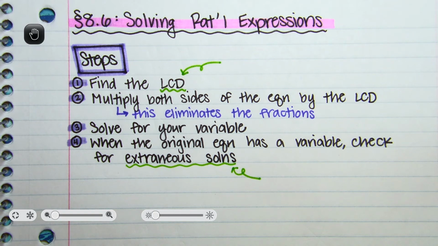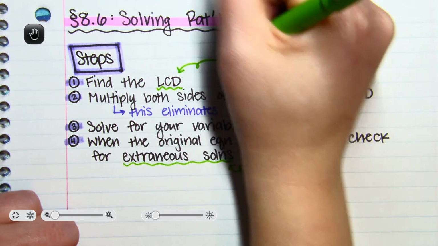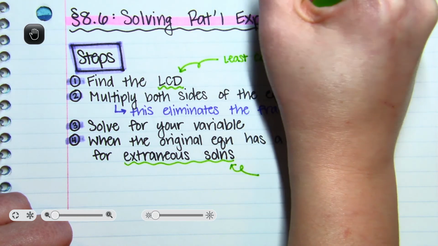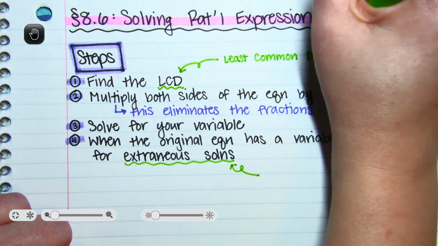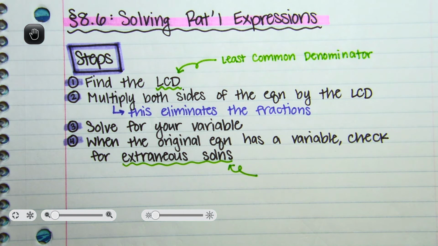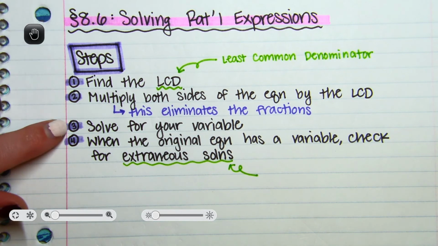All right, so step one, find the LCD. What does LCD stand for again? If you said least common denominator, you are correct. Least common denominator. So we are looking for the smallest thing that all of these denominators have in common so that we can simplify it. Step two, multiply both sides of the equation by the LCD, and this is what will eliminate our fractions to make it so that we can actually solve this thing like an equation that we're used to looking at and solving. Then step three is to solve for the variable.